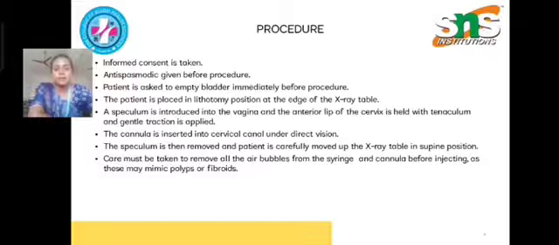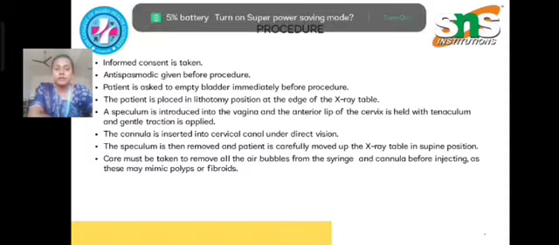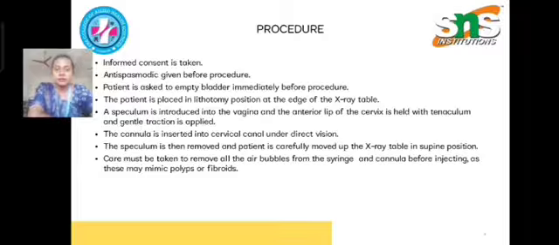Okay, after that a speculum is slowly inserted through the vagina, and the anterior lip of the cervix is held with the tenaculum. After the tenaculum is inserted, gentle traction is given. After the gentle traction is given, we have to ensure that the cannula is introduced into the cervix at the anterior lip. After ensuring that, we insert the cannula through the cervical canal under direct vision.